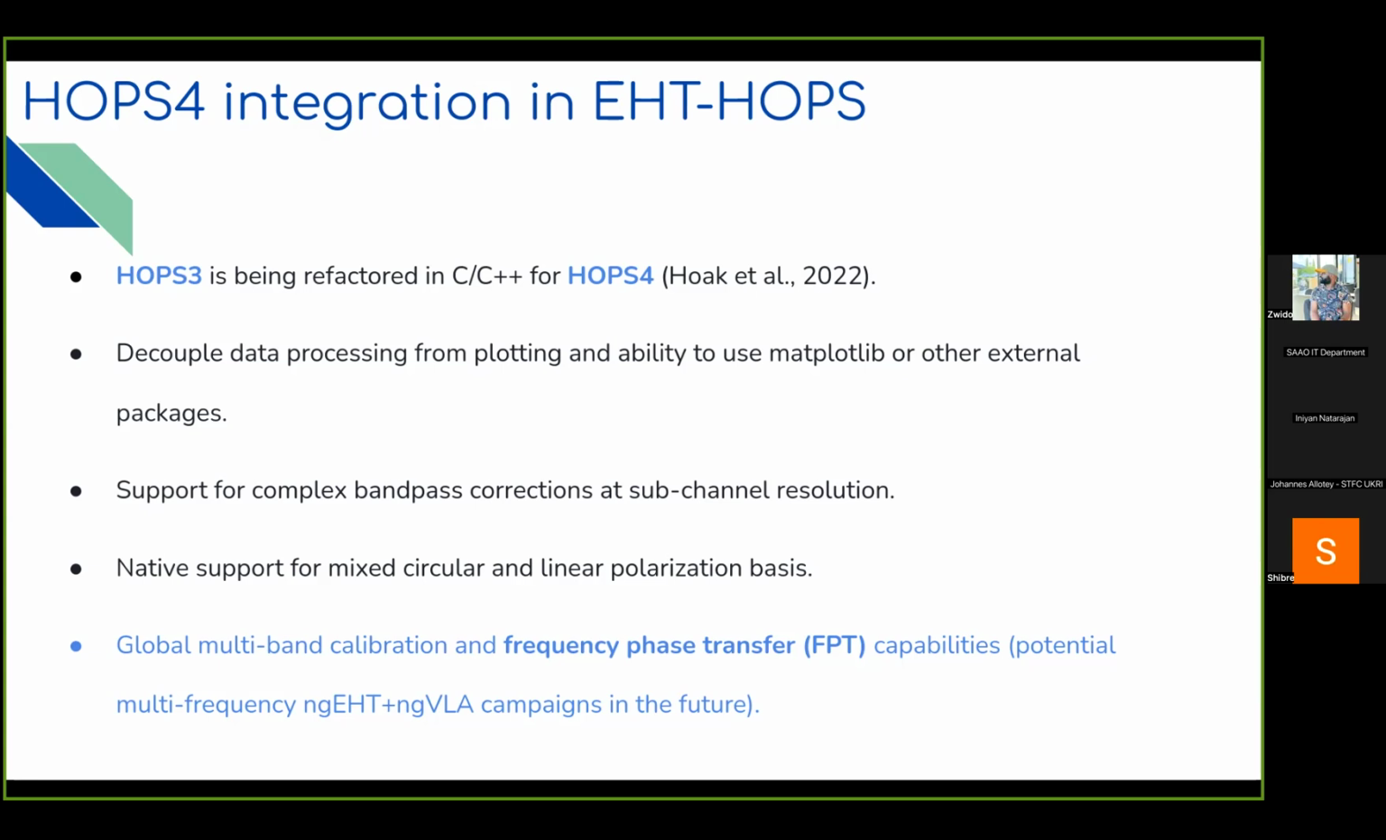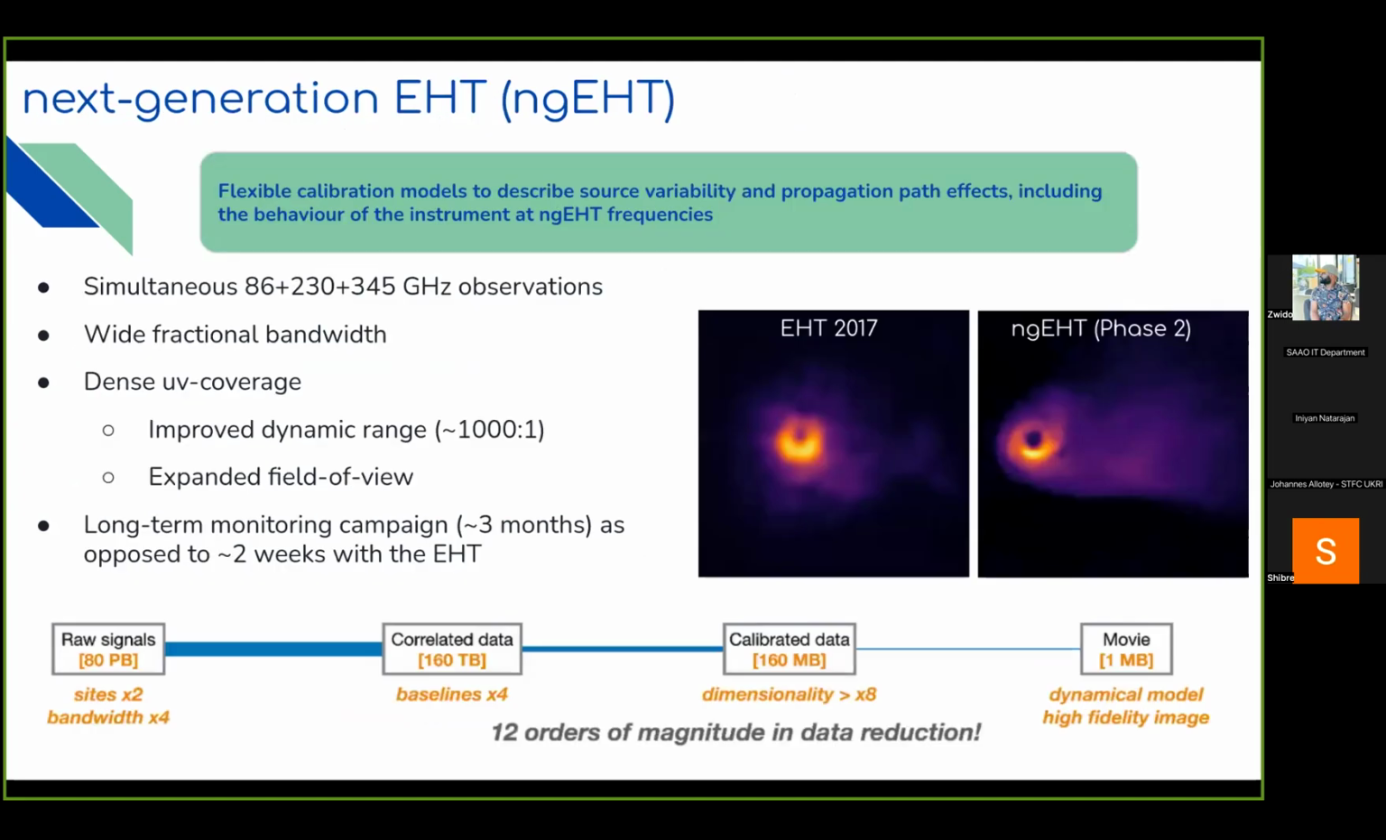And also a global multi-band calibration and frequency phase transfer capabilities will be introduced in HOPS 4, where the frequency phase transfer is the process of solving for phases at a lower frequency, where you can average data for longer timescales, and then porting those solutions to higher frequencies so that the same solutions apply at higher frequencies and the longer term averages are enabled.